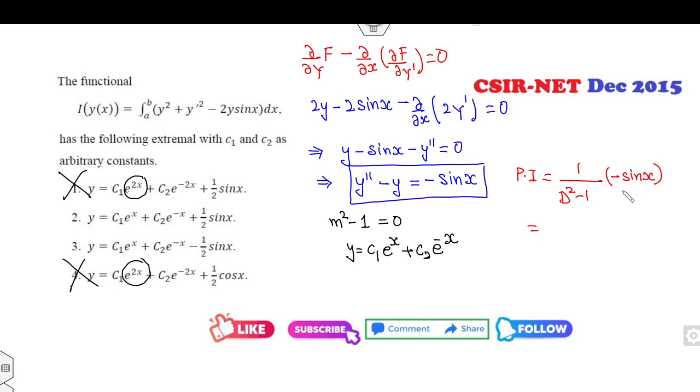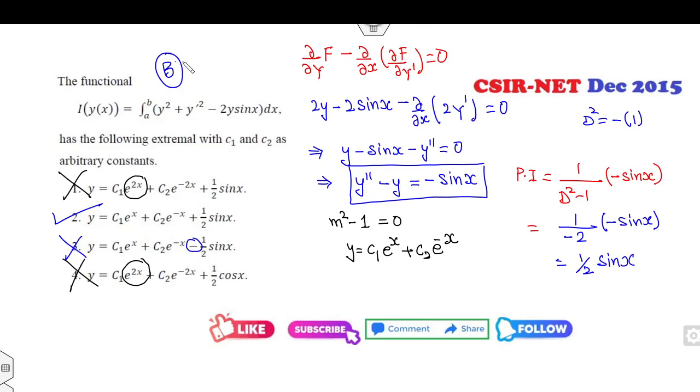So now I can substitute this value. What is D square? You all know it's minus of a square. It is minus 1 into minus 1, so minus 2, into sine x. The answer will be half sine x. It's a positive half, but here it is given negative, so this option is cancelled. The left option B is my right answer.